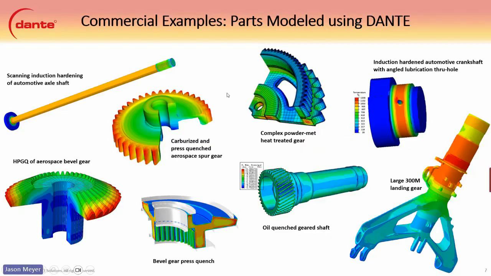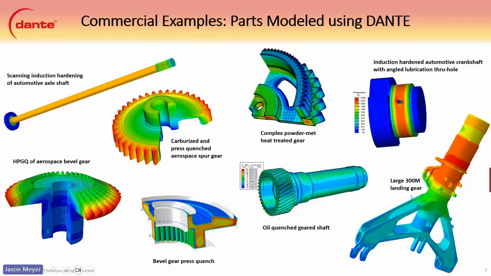And here's some commercial examples of parts modeled by DANTE. You'll see a lot of gears. That's kind of, I'd say, a large portion of our business, modeling gears here, but we also do scanning induction for automotive shafts, bevel gears, carburized aerospace spur gears here, and complex powder metal gears that were created here. We do press quench processes like the ones down here, this bevel gear here, these little gray pads here would be the pads on the press quench. Oil quench gear shaft is pretty similar. We have crankshafts that were induction hardened that have little pieces of geometry, which could be stress risers.